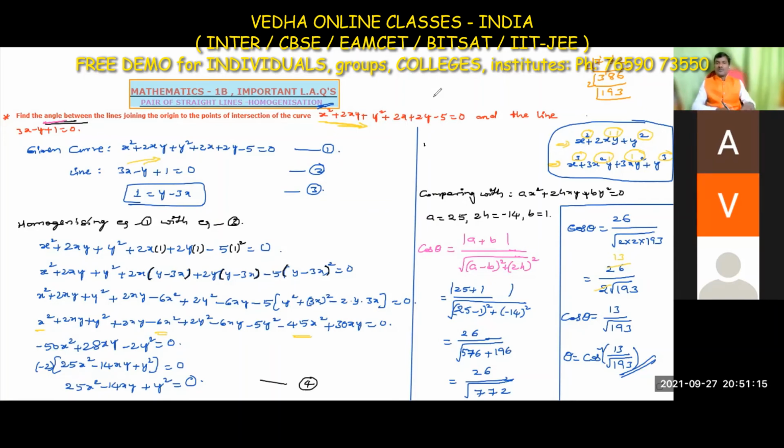Okay, so if you want, once again I'll explain briefly. Just listen carefully. Here, find the angle between the lines joining the origin to the points of intersection of the curve and the line. One curve is given, one line equation is given. So first write the curve and take it as equation number 1.